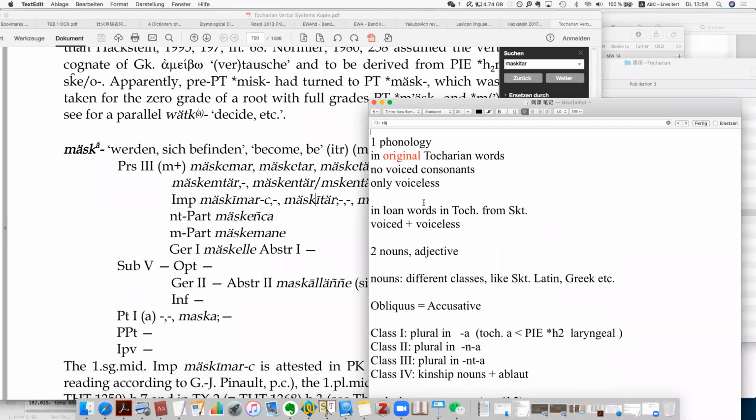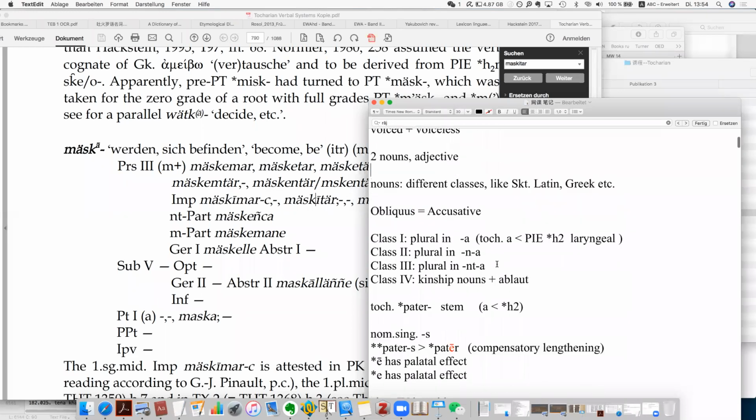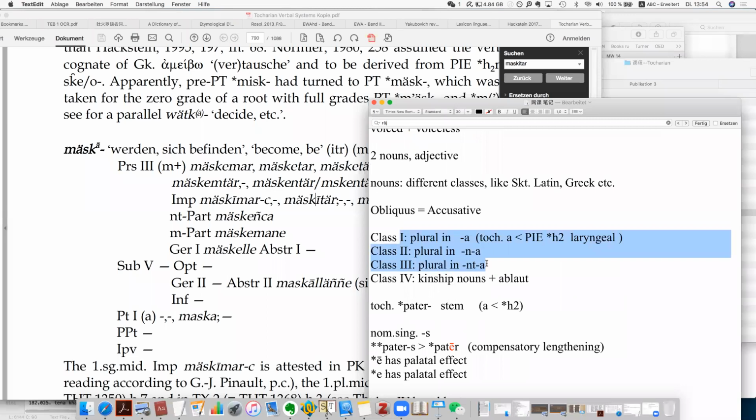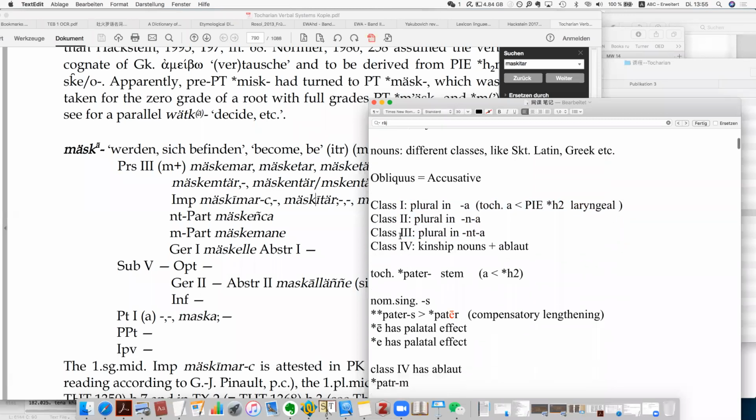I mentioned again that in Tocharian there's no voiced consonant. This is very important. You have to keep in mind: no voiced consonant, only voiceless. The voiced consonant you find in loanwords, especially from Sanskrit. And then we checked different classes of the Tocharian nouns. Classes 1, 2, 3 are pretty regular, but from class 4, it's a little bit different.